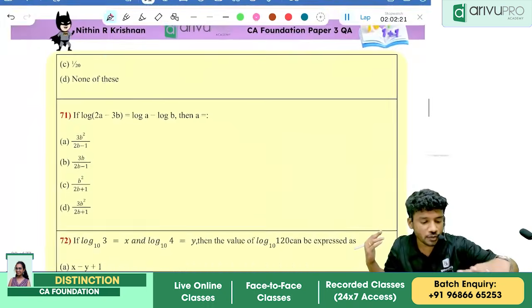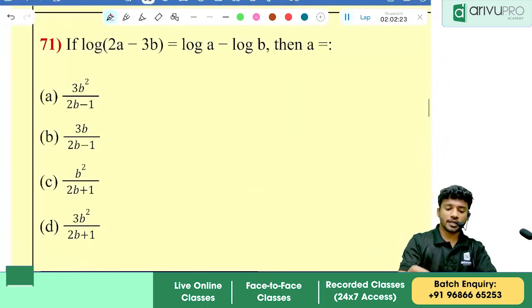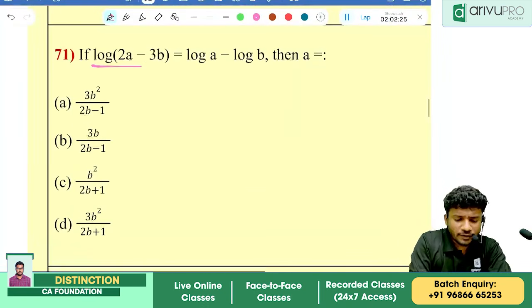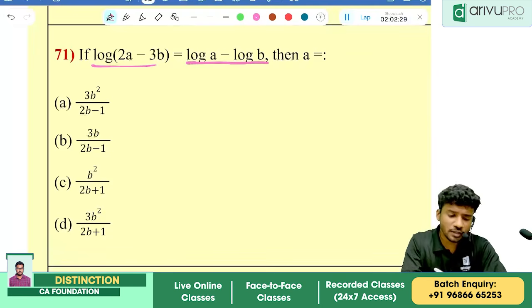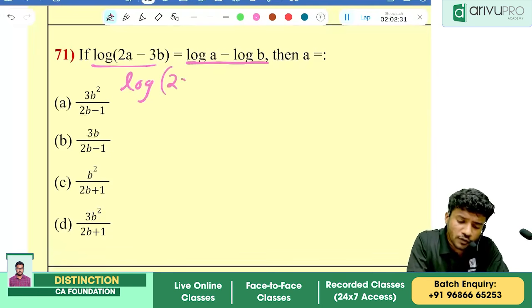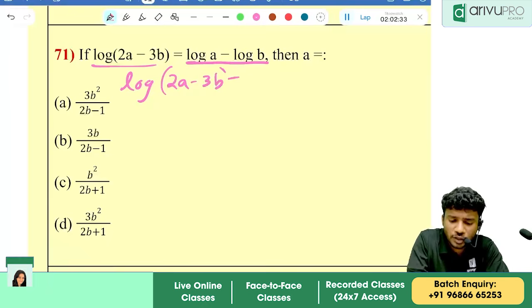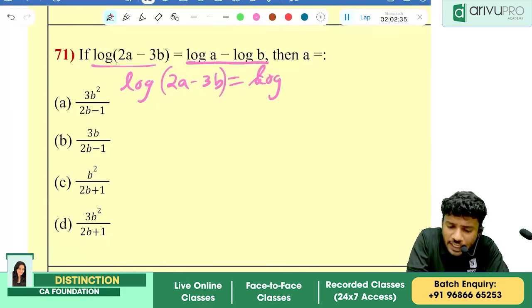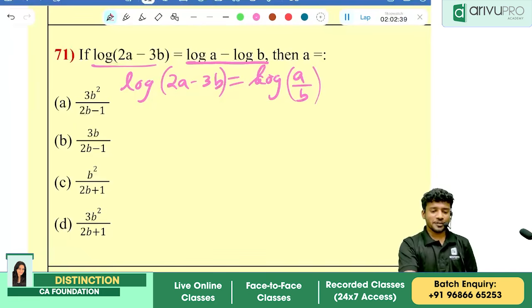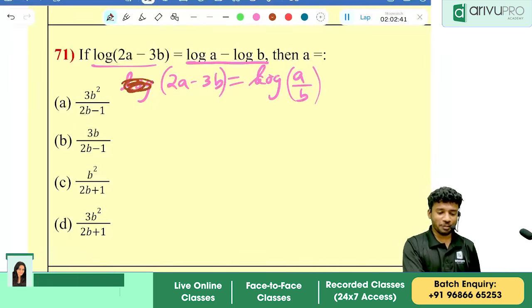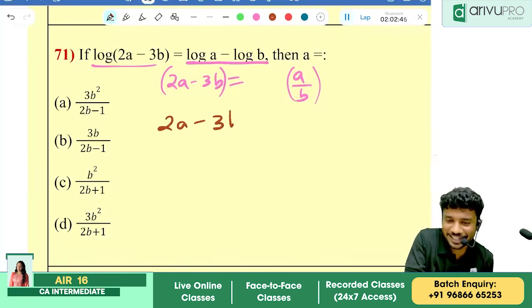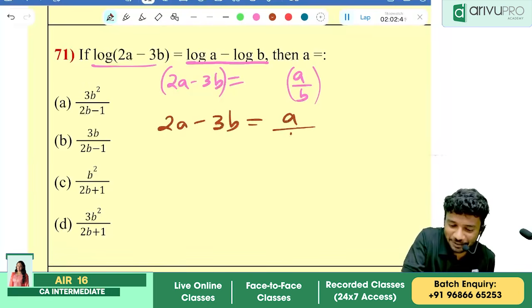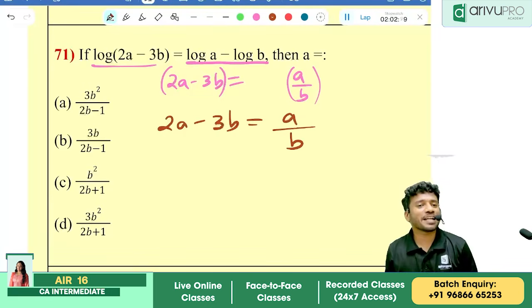Now the next question, people. Can you solve it for me? So left hand side is given. Right hand side is what? The log of a minus b. So how will I write it? Log of 2a minus 3b is equal to log of a divided by b. People, as I told, we will say that. What is remaining? 2a minus 3b is equal to what? a divided by b.